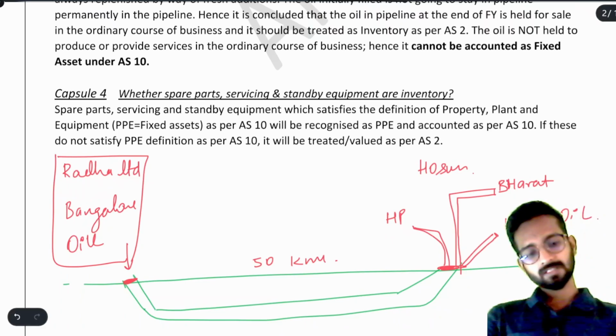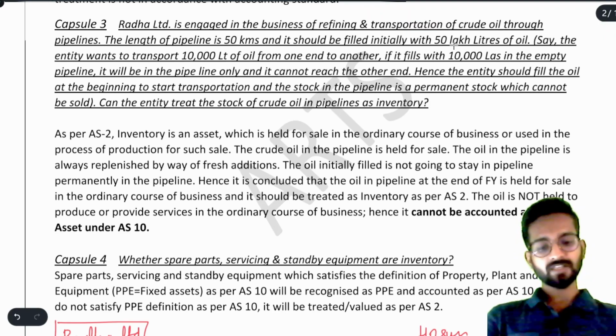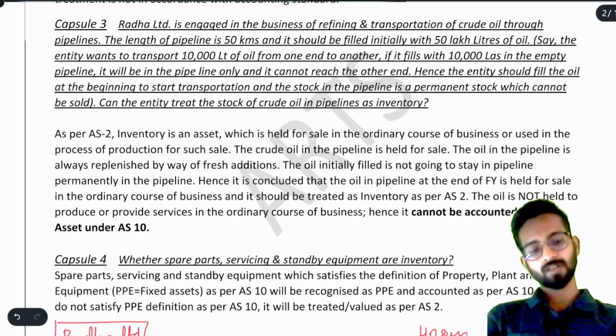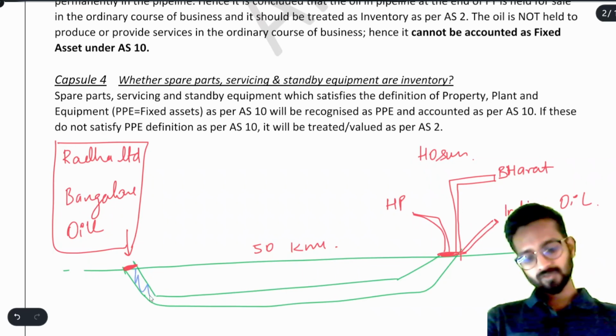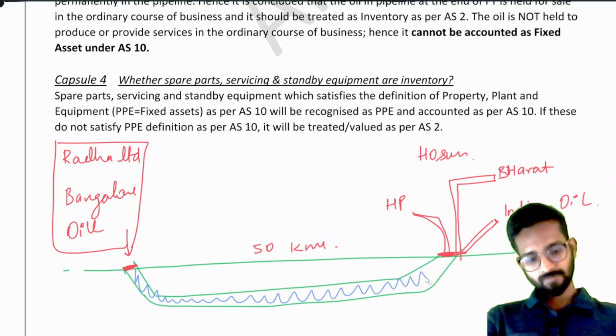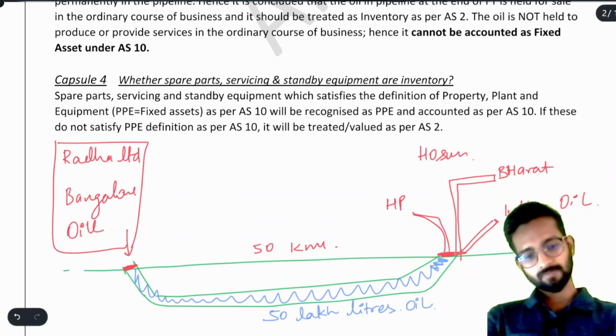now understand with me. Radha Limited is engaged in the business of refining and transportation of oil through pipeline. The length of pipeline is 50 kilometers and it should be filled initially with 50 lakh liters of oil. So they are saying it should be filled with the 50 lakh liters. So we are filling it with 50 lakh liters of oil. Okay.